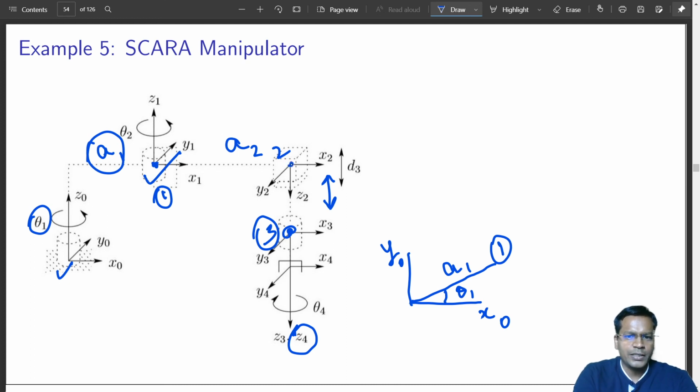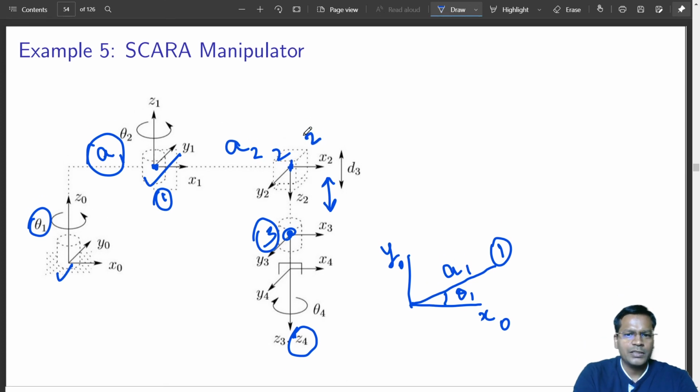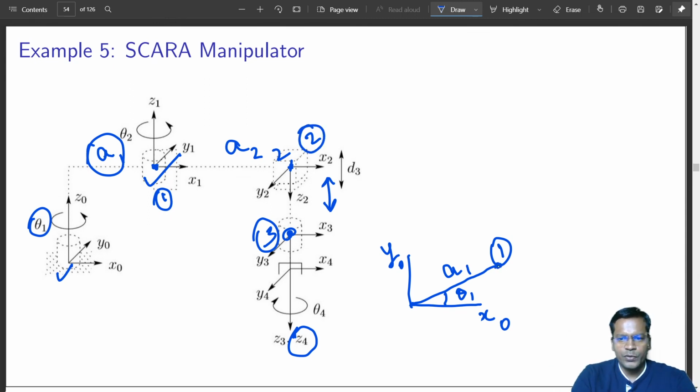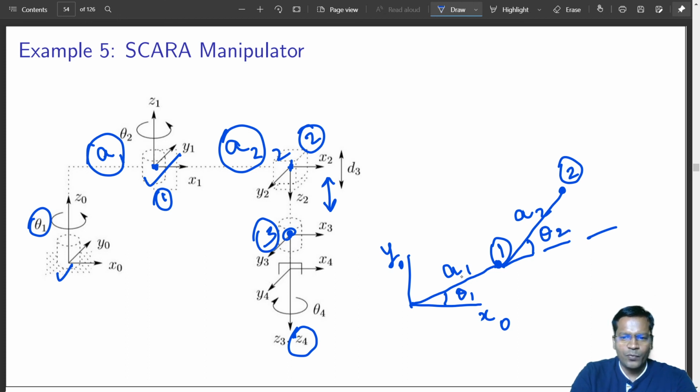Next, coming to this point, this is point 2. Now how is this placed again? So if you take this as one point, this point is your point 2. Done. And this distance will be reflected here as A2. So what is this angle? This angle is theta 2. So if this is theta 1, this is theta 2. So this point will have coordinates x2, y2, which is given just like a two-link system.